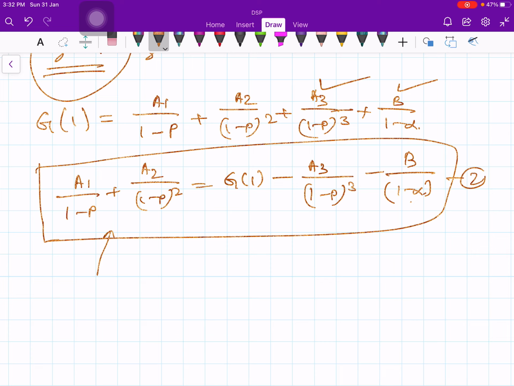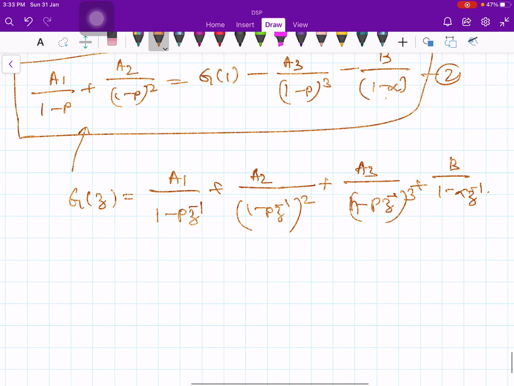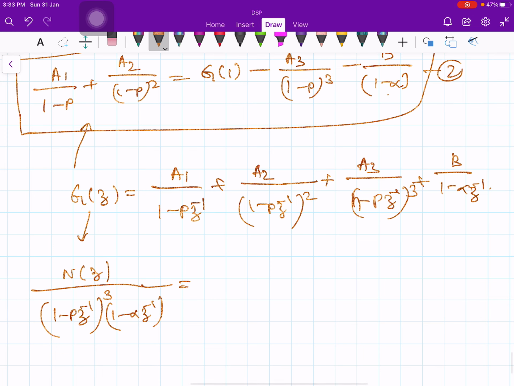G of z is equal to a1 divided by 1 minus p z inverse plus a2 divided by 1 minus p z inverse whole square plus a3 divided by 1 minus p z inverse whole cube plus b divided by 1 minus alpha times z inverse. Now the left hand side, you know what it is. In the left hand side I have n of z divided by 1 minus p z inverse whole cubed times 1 minus alpha z inverse. The right hand side, rearrange this.